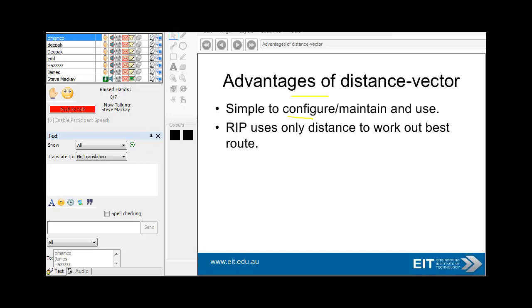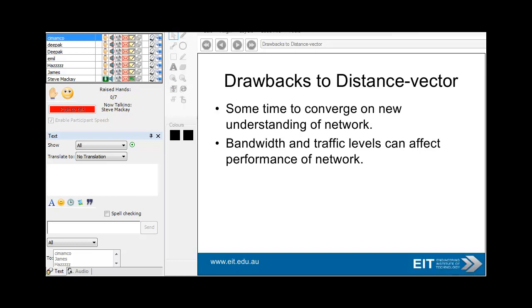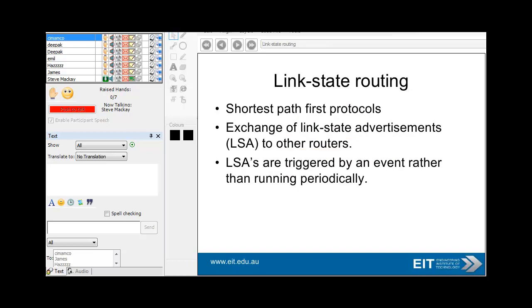Advantages are very simple and uses only number of hops to get from one point to the other. Drawbacks: takes a bit of time to converge to a new understanding of the network if you've got 20 or 30 different routers all connected together. And of course, bandwidth and traffic levels you don't take into account here, and you probably would need to take into account for a sophisticated network. So they don't work always that well.